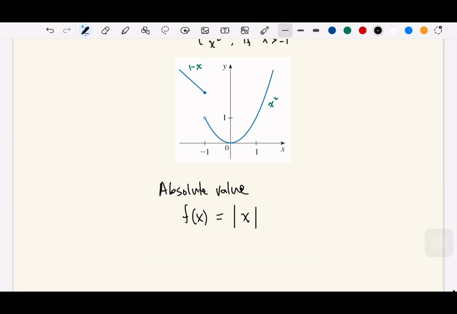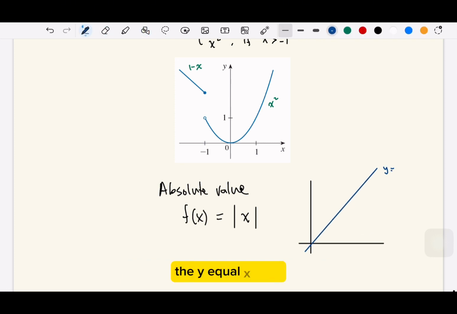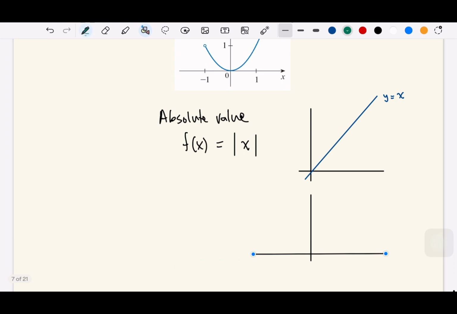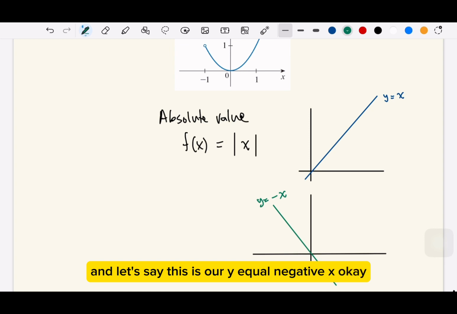If you want to draw the graph, if we imagine y equal x, that is just a line like that. Let me draw here. Let's say this is y equal x. And the same thing we do here, let's say this is our y equal -x. Because the absolute value will make everything positive, the negative part on x will be positive. The negative part on -x will also be positive.